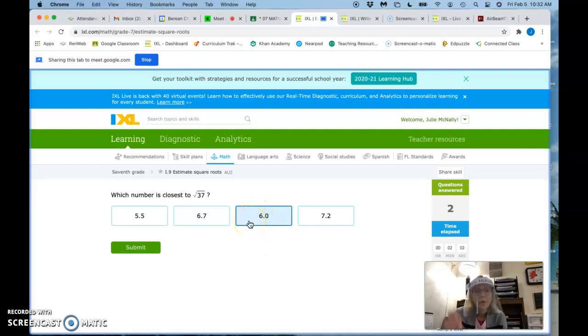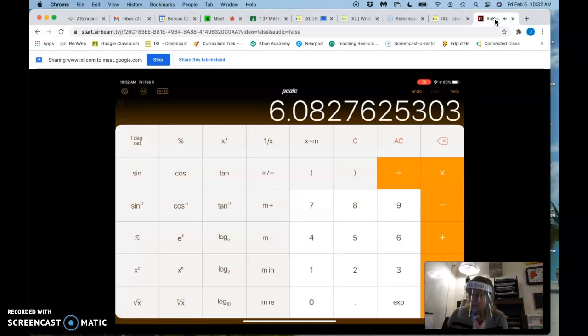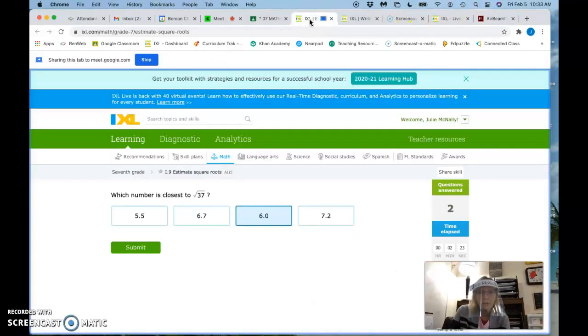But if you're not sure, you could pull up your calculator and take the square root of 37. And I see that it's 6.0. You see that? Yes? Okay, so that proves to me that it is closer to 6.0.